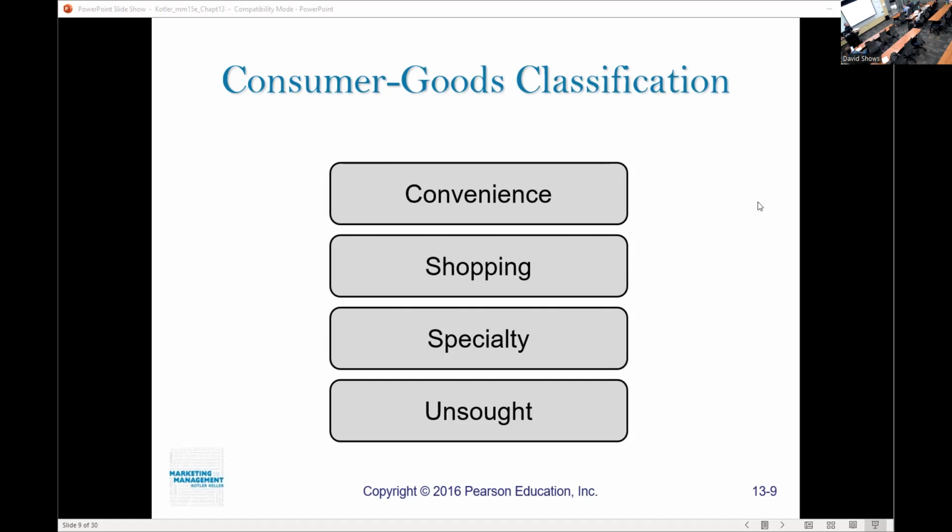These are goods that the consumer may not know about or normally think about, but they need. Smoke detectors, life insurance, cemetery plots, gravestones. These are goods that are unsought, but ultimately we may find one way or another that we need them.